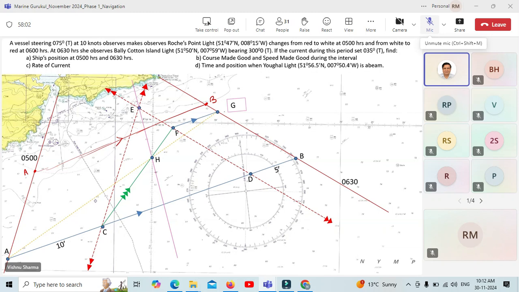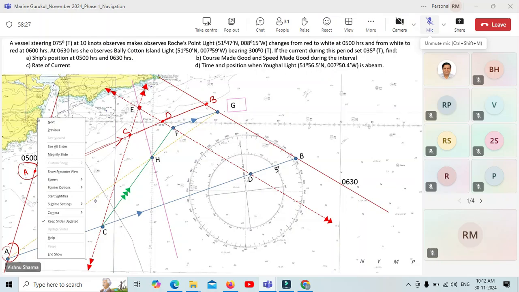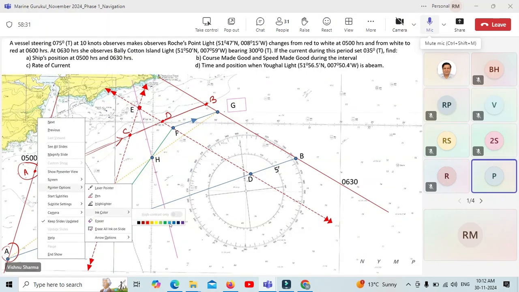When you measure 10 miles, C would be here. When you measure 5 miles, D would be here. And E will remain wherever it is. Have you understood, beta? Yes or no? Am I right? Point E will not change irrespective of whether A is taken here or A is taken here. Am I clear, beta? Class, is it clear? Yes, sir.